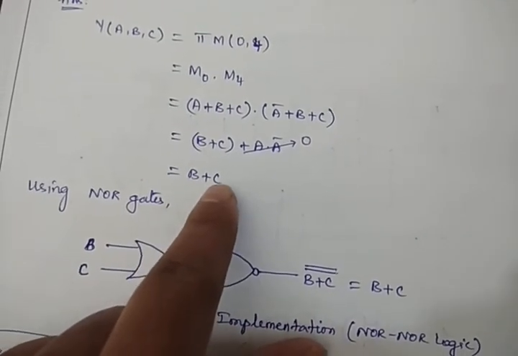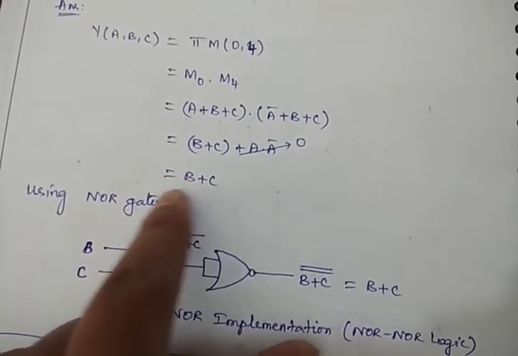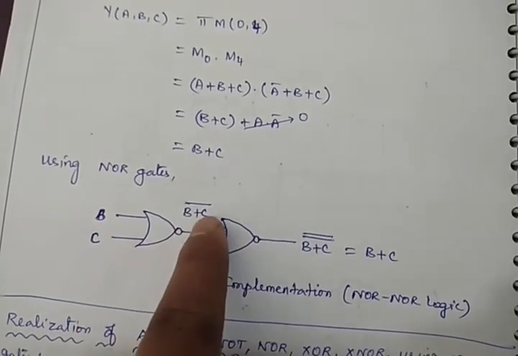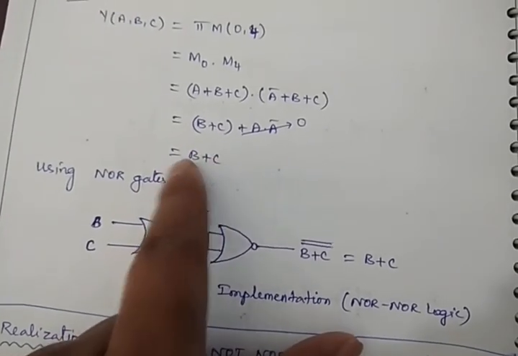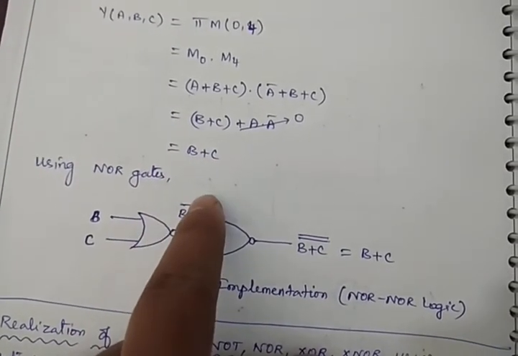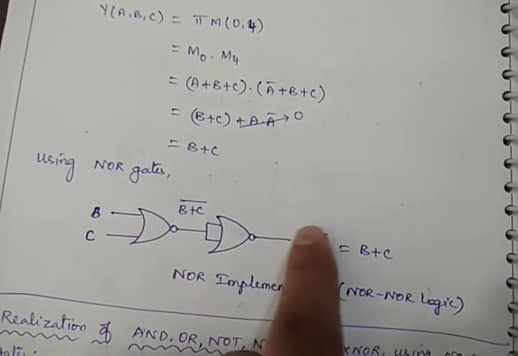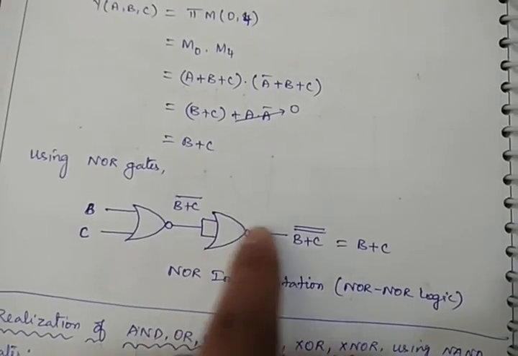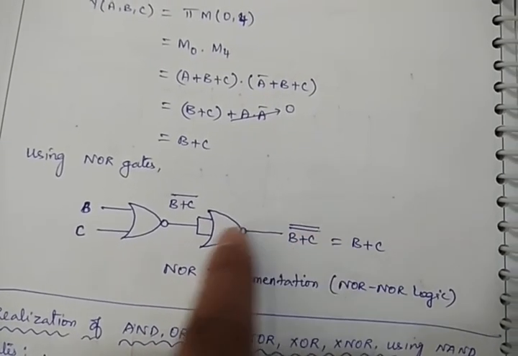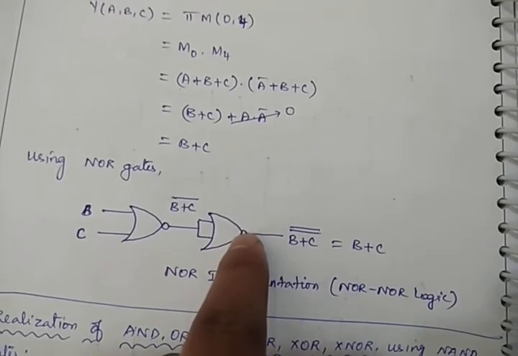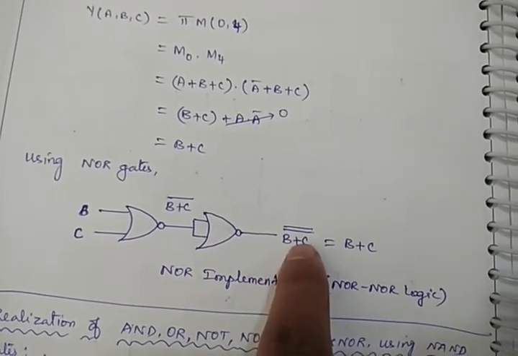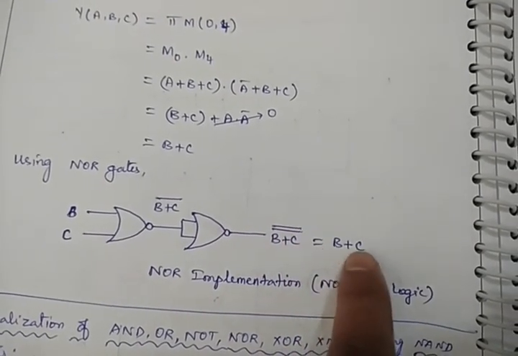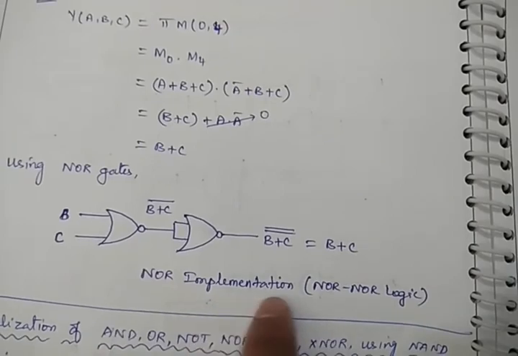Now I need to implement this using only NOR gates. See, if I use one NOR gate I will get b plus c whole bar, but actually I want b plus c. So if I take the double bar, then the double complement gets cancelled. Finally I will get b plus c. So I am using one more NOR gate here to get the double bar. After using this one more NOR gate, we got b plus c whole double bar, then the double bar gets cancelled. Finally I got b plus c. This is the NOR implementation.